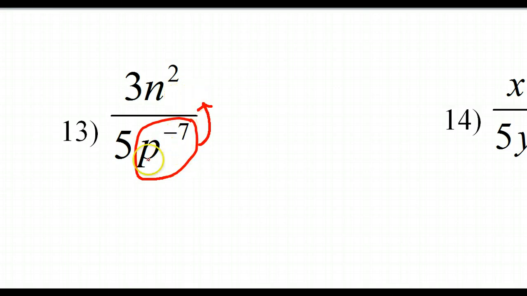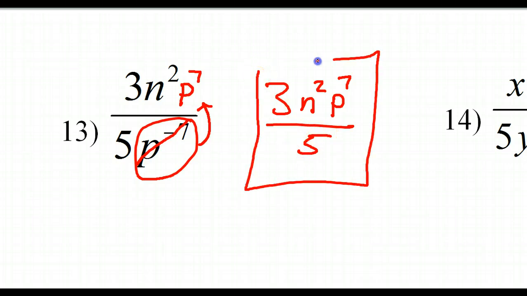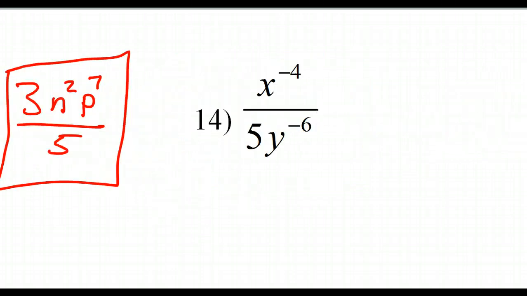So basically this p to the negative 7th power is going to jump up here and become p to the positive 7th power. That's the only thing that's going to change in this problem. So the answer would just be 3n squared p to the 7th power over 5. That's the answer. Again, if you see a variable with a negative exponent, move it to the other side of the fraction and make it a positive exponent. That's the easiest way to think of it.